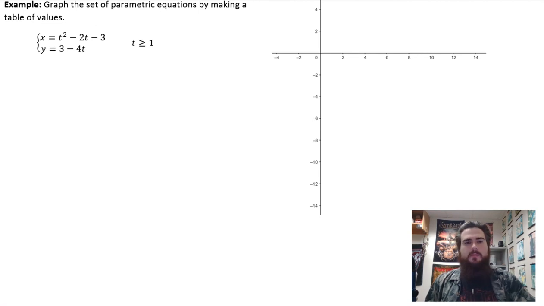In this example, we are asked to graph the set of parametric equations by making a table of values. We have x defined as equaling t squared minus 2t minus 3, and y is equal to 3 minus 4t. We are also given the restriction that t is greater than or equal to 1, which means that the lowest value of t that we can use in order to find x and y coordinates here is 1, and then we could use any other larger value beyond that.